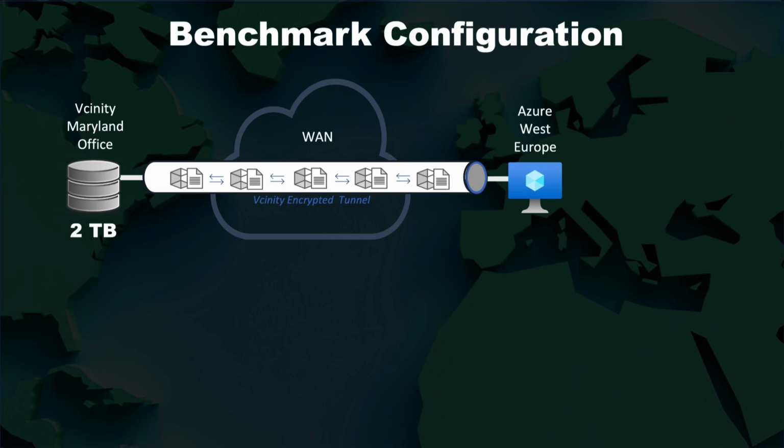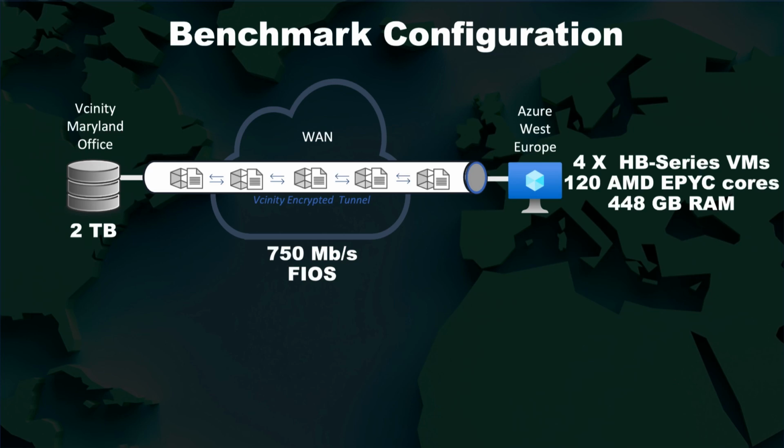2 terabytes of NFS storage was mounted for the simulation. Vcinity's data center is connected to the internet with a 750 megabit Fios connection. Four compute nodes were used, each with 120 AMD EPYC cores and 448 gigabytes of RAM, for a total of 480 CPU cores and 1.7 terabytes of RAM.